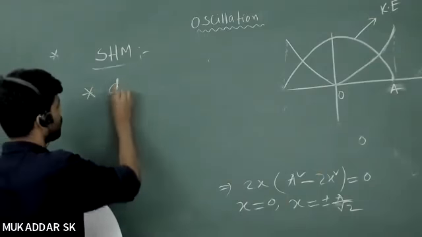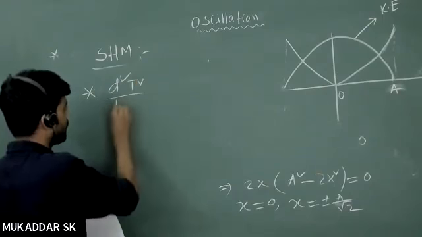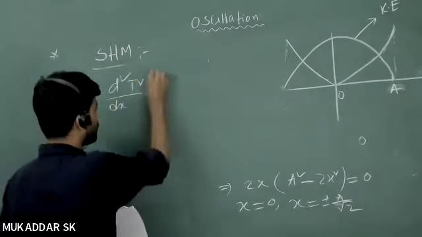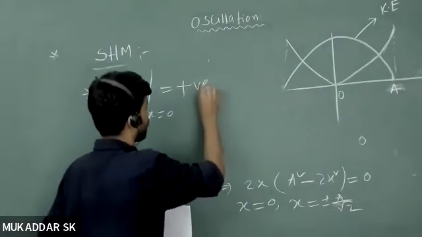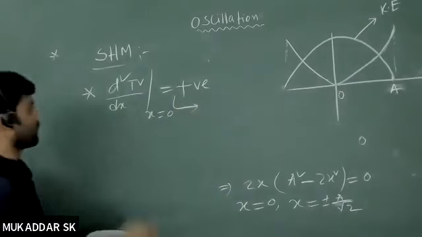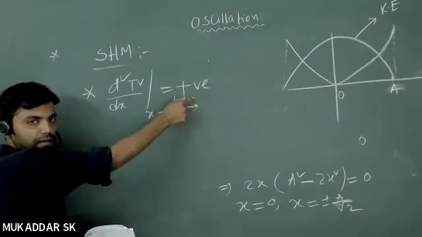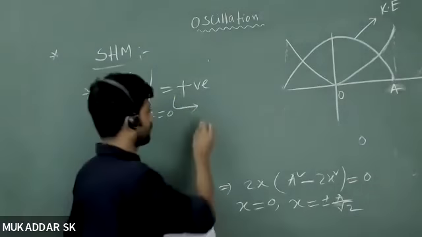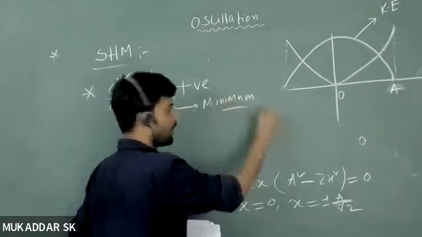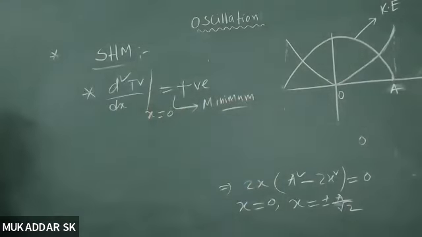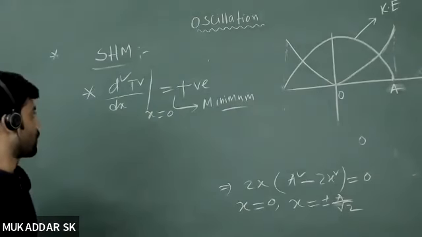Now if you do the double differentiation, del square TV by del x square, and put x equals 0, you will get some positive number. And you know, if the double differentiation gives a positive number, that basically represents a minimum, right? Is this part clear to all what I'm saying? Yes, sir.